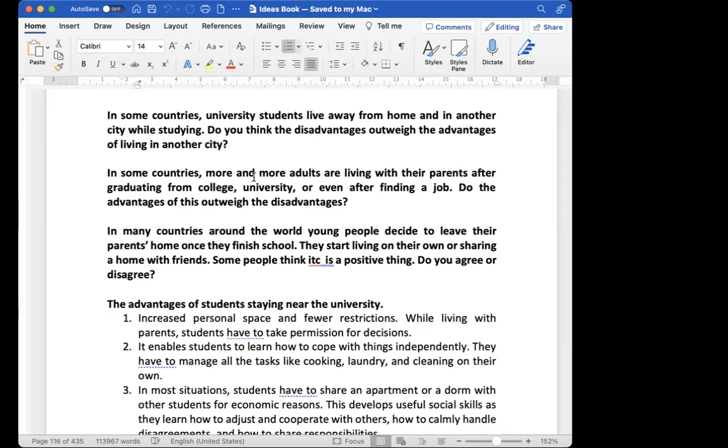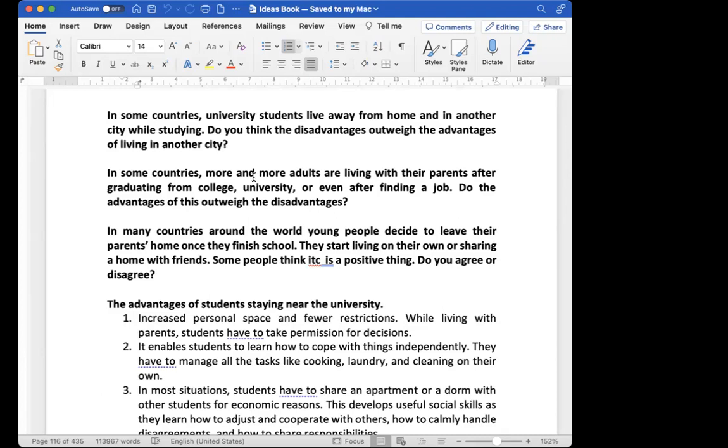And the second essay is, in some countries, more and more adults are living with their parents after graduating from college or university, or even after finding a job. So now, more and more adults are living with their parents. Nowadays, it has become a trend. Earlier, there was a trend that once children graduate, they move out. We are not talking of India here. In India, it is very common that adults live with their parents even after passing out of college and even after joining a job. But in Western countries, this was not the norm. But now it has come back again, and more adults are living with their parents. Okay. So now they have just asked you what is more.